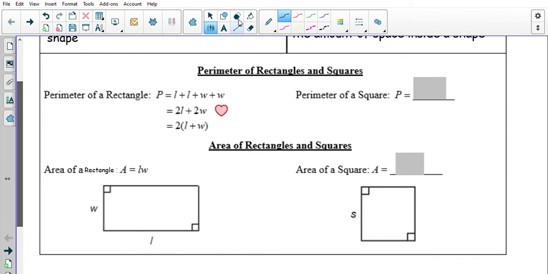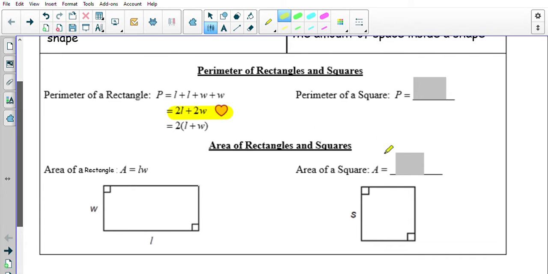The formula that's on the formula sheet that I provided for you is 2L plus 2W. So that's the one with the heart next to it. That's the one we're generally going to use here. And then the last one that you could also use is 2 times the sum of the length and width. So add the length and width together and then multiply by 2. And again, that's for the perimeter of a rectangle.